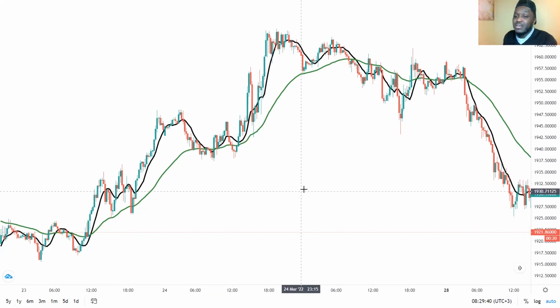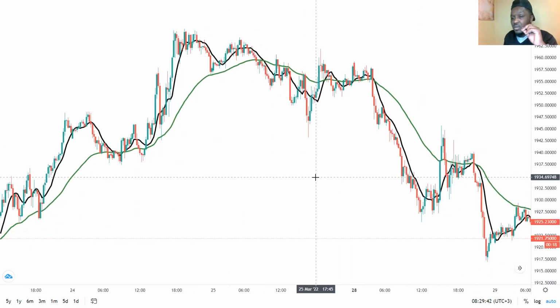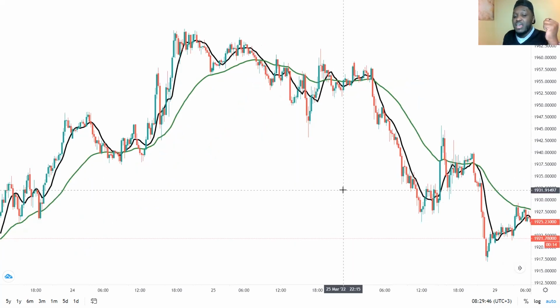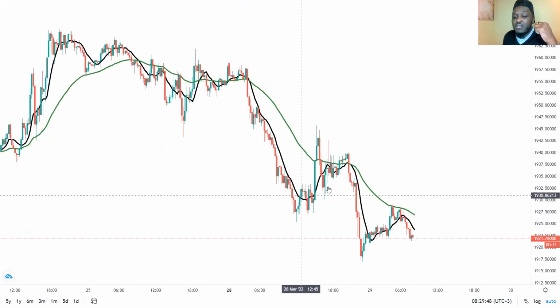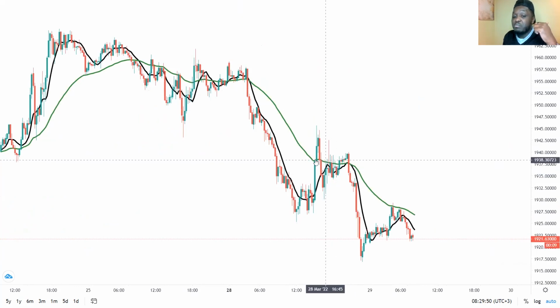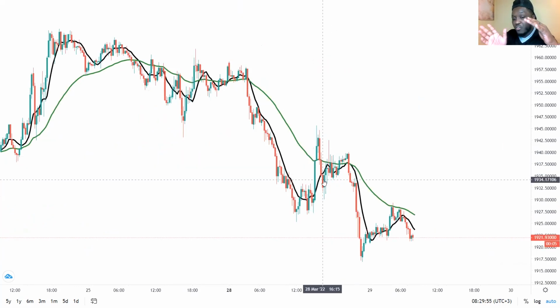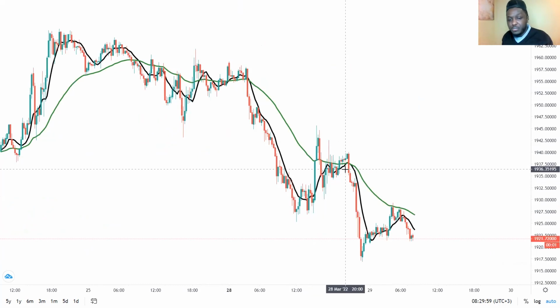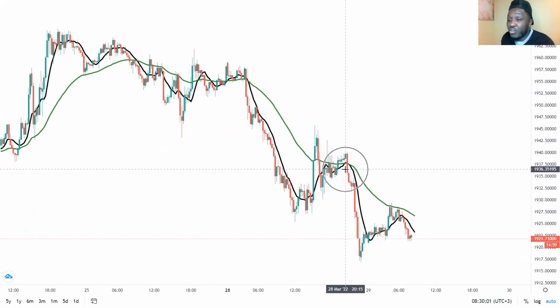If it's above the 50, goes close to the 50, and it's pushed back above the 50, it's another confirmation for a buy. The same part, rule number 3, part B, is simply if the smaller moving average, the 9 moving average, is below the 50, goes close to the 50, and is rejected below the 50, another confirmation for a sell position.